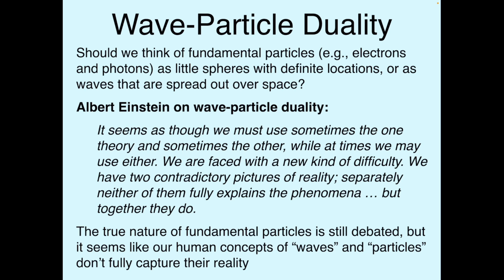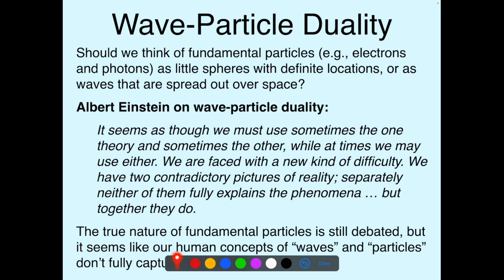The question you should have in your mind after going through this lecture is, how should we think about the universe at its fundamental level? Like, what are electrons and photons and things like that? Should we think of them as little spheres with definite locations that fly around space and bump into each other? Or should we think of them as like waves that are spread out over space? So if you've been following along, you'll know that sometimes we've been using this sort of particle model, and other times we've been using this wave model. So what's the deal with that? How can we have both of these pictures in our heads at the same time?